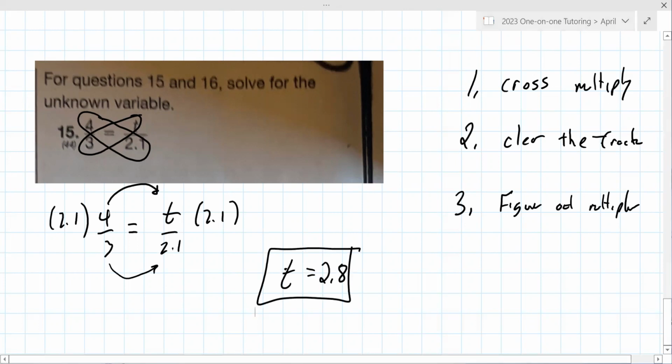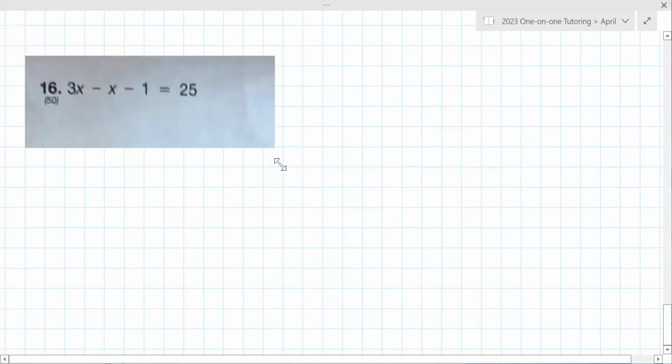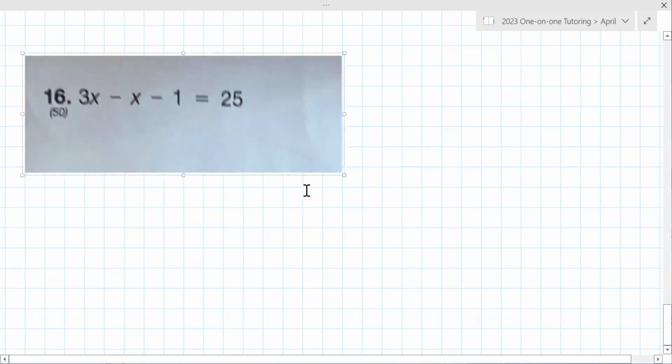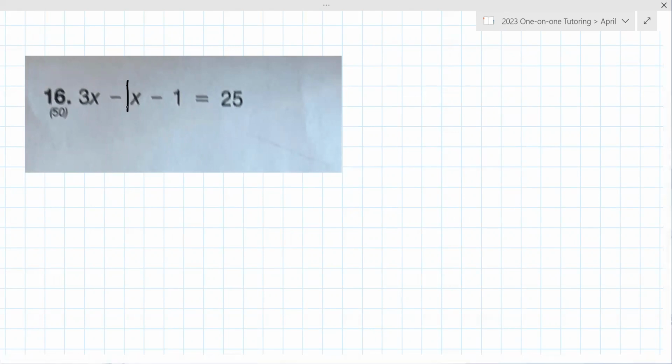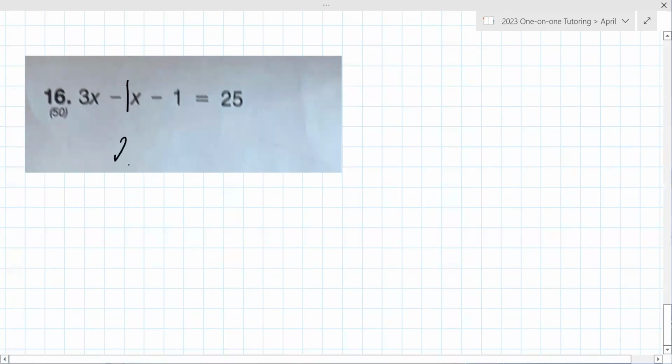Very good. All right, number 16. Grab the snip here. We're actually gonna have plenty of time. I forget how quickly you and I are able to move through questions. One of the things that I think could help here is whenever you see a negative or just a plus x, put a 1 there. I used to do this when I was first learning algebra. It really helps here. So this is 3x minus 1x. What is that? 2x. 2x minus 1 equals 25.